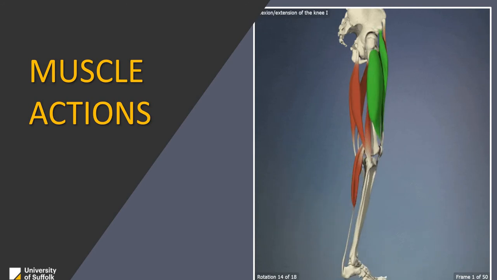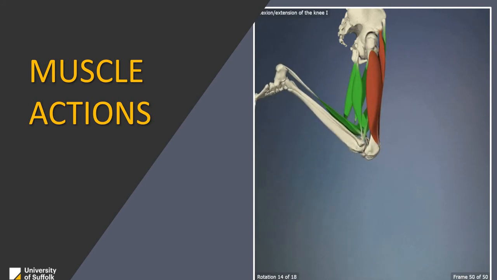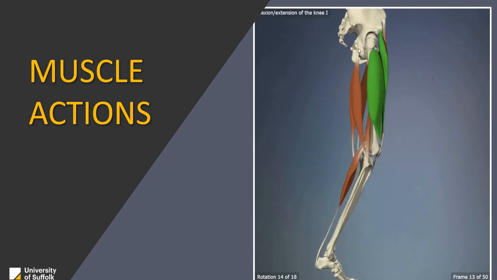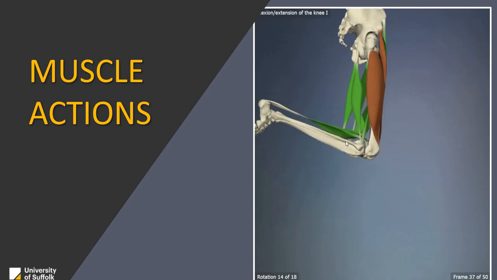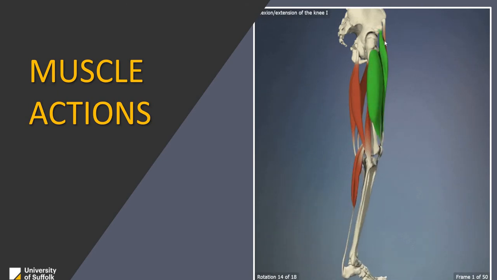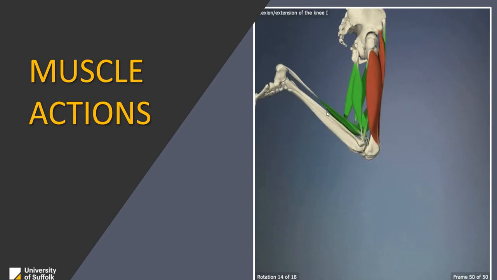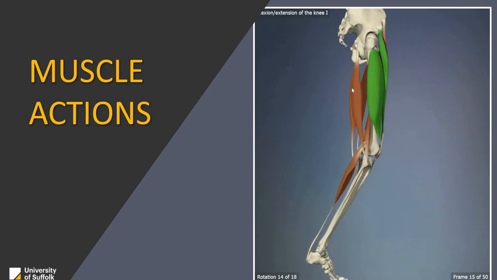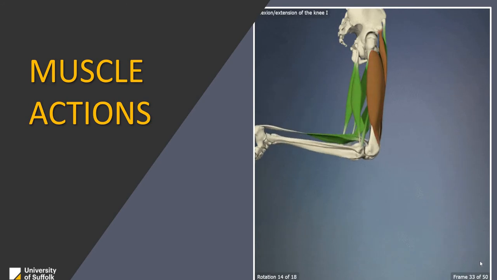Okay then, muscle actions. So what we have here is the hamstring muscle group, the posterior portion of the thigh here, the gastrocnemius, and the quadriceps. So when the muscle turns green, it means it's actively engaging. When it's red, it means it's passively lengthening. Just so you know what's going on there.